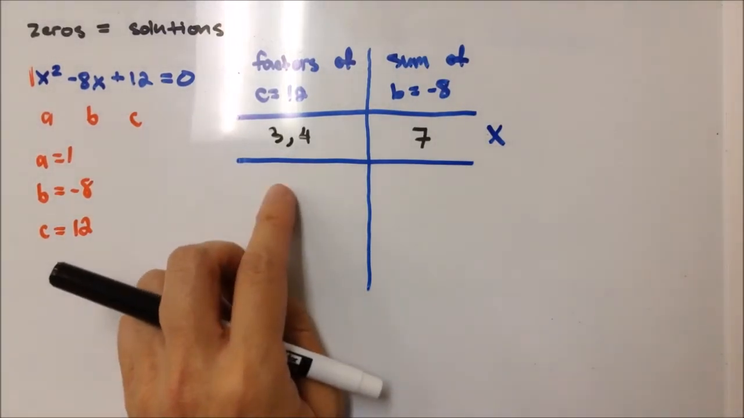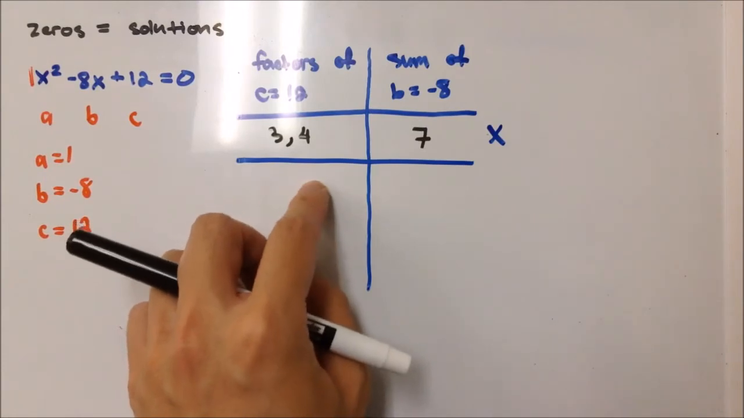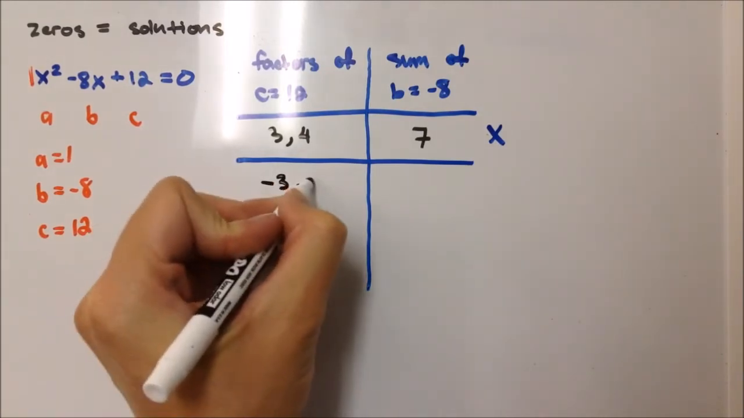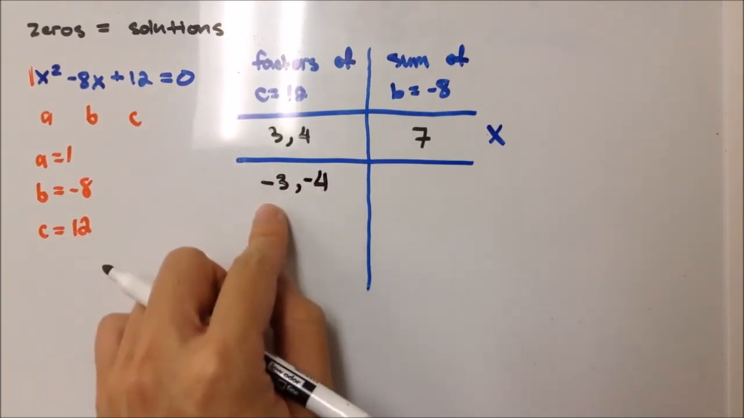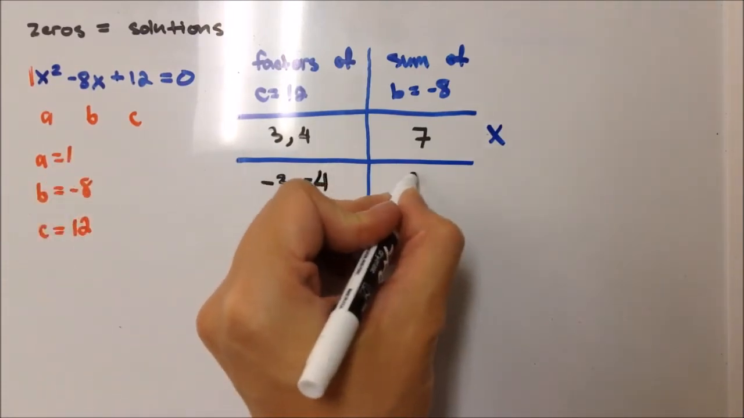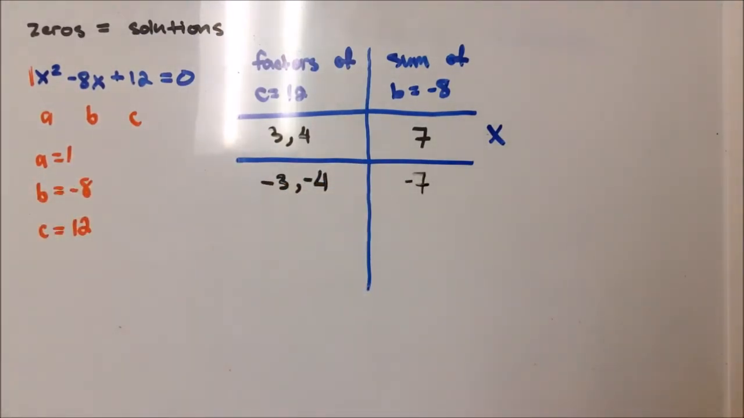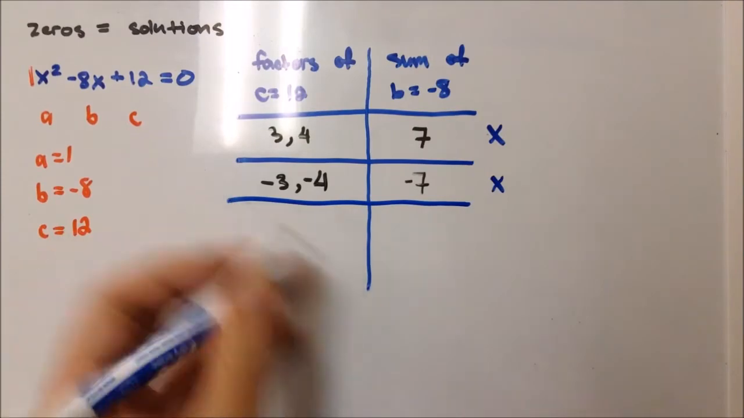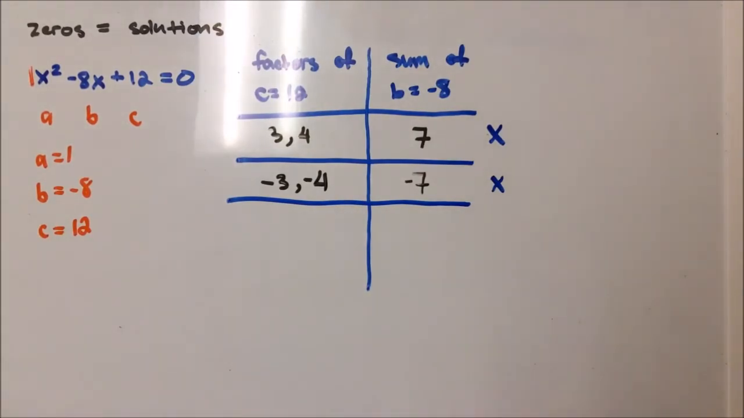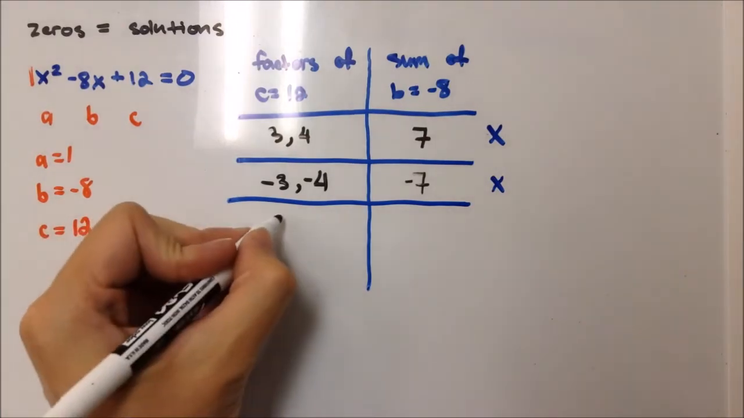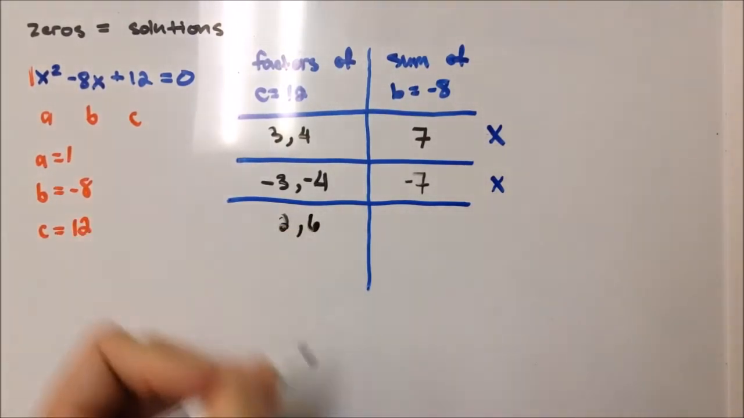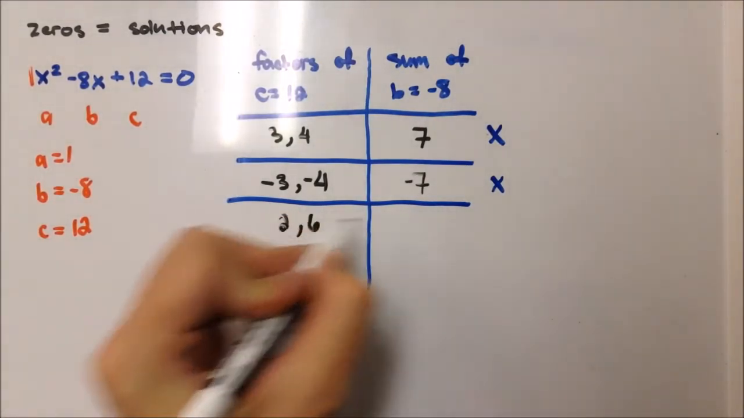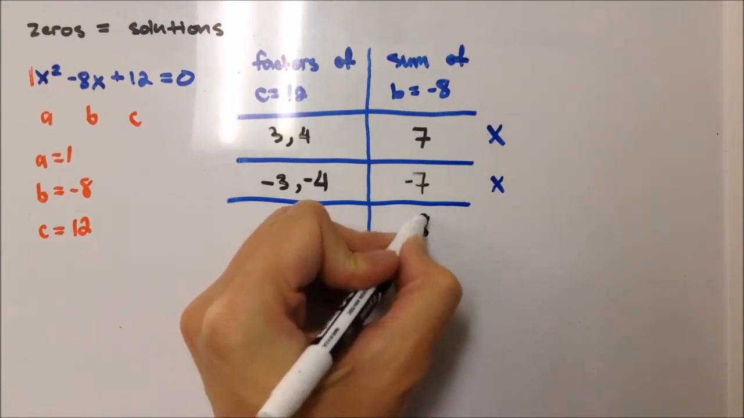Well, we could do -3 and -4, but it won't give us -8, because let's take a look. -3, -4, if we combine them, the sum is going to give us -7. Not -8. It's close, but not -8, so we can't use that. So what else can we use? Well, we could use 2 and 6. It does give us +12 when we multiply them, but if we combine the two factors, it's going to give us +8.